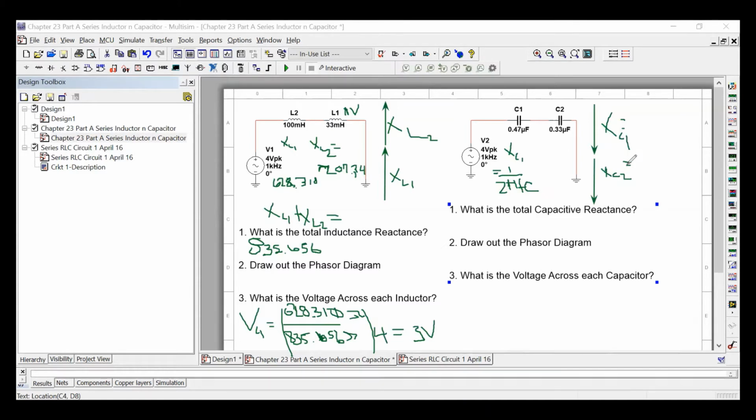Two pi, got the 1,000, times that by 0.47... 338. And what's X of C2? Since I did the first one, somebody give me the second one. We got 482.29.